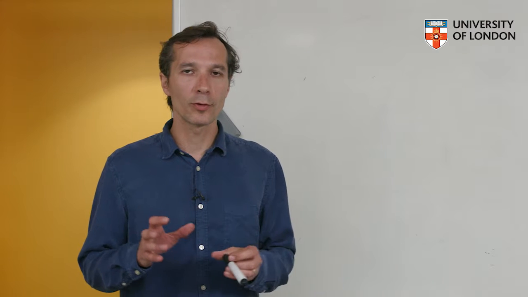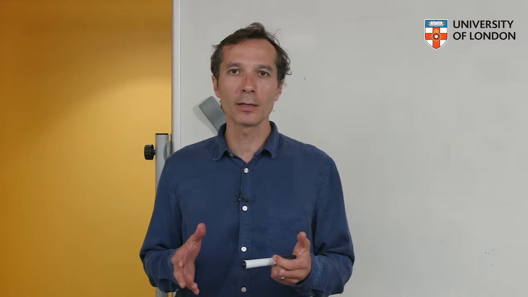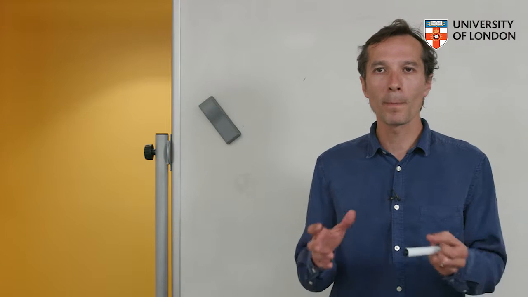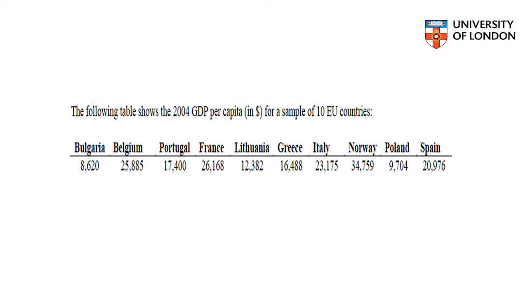Now we're going to do some exercises with those notions. Specifically, I will try to explain how we use population in order to measure its mean. So what is mean? Mean is the notion that describes the average of all the population values. Let's take an example where we have the GDP per capita for 10 EU countries, including Bulgaria, Belgium, Portugal, France, and others, represented with their corresponding GDP.